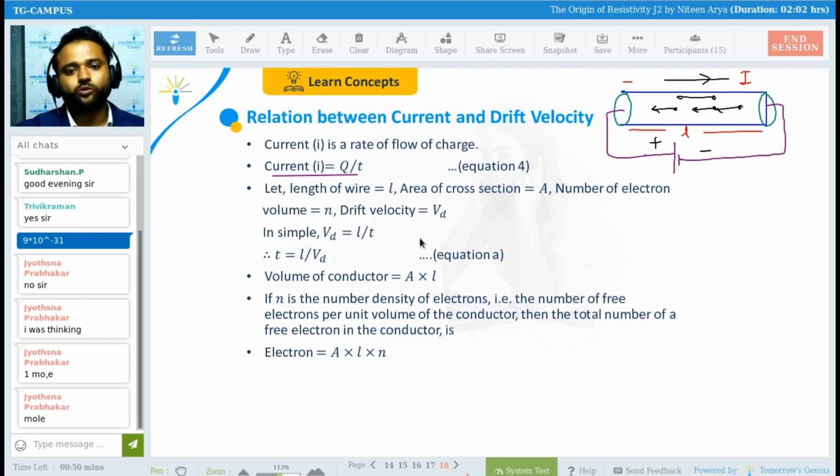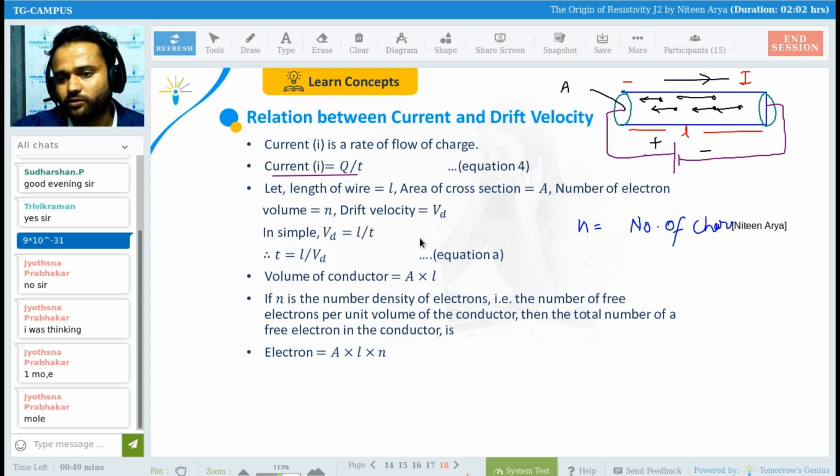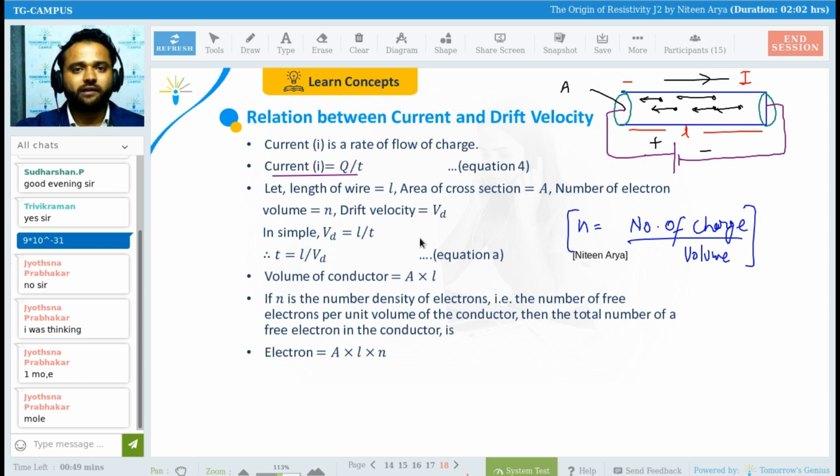I equals Q by T. Q is charge, L is the length of the wire, and A is the area of cross section. Suppose this is the macroscopic wire, or you can see this wire with the help of a microscope, so you can visualize this. Now A is the area of cross section, and small n is the number of charge per unit volume. Clear?